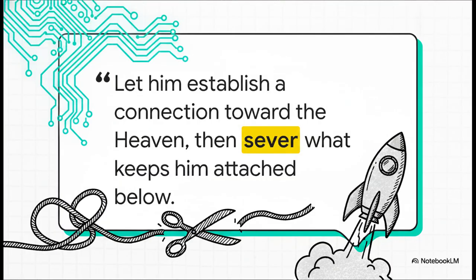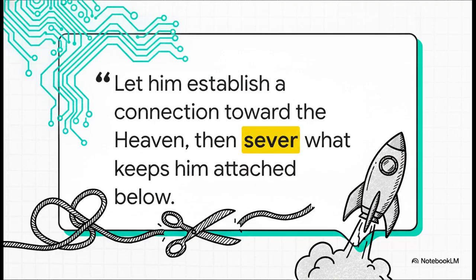All right, so we have the rope and we have the alignment. Now, the sources show us how this entire system actively tests our reality. Verse 22:15 sets up this intense scenario. Whoever assumes that Allah will not support him in this life and the next, let him establish a connection toward the heaven, then sever what keeps him attached below.